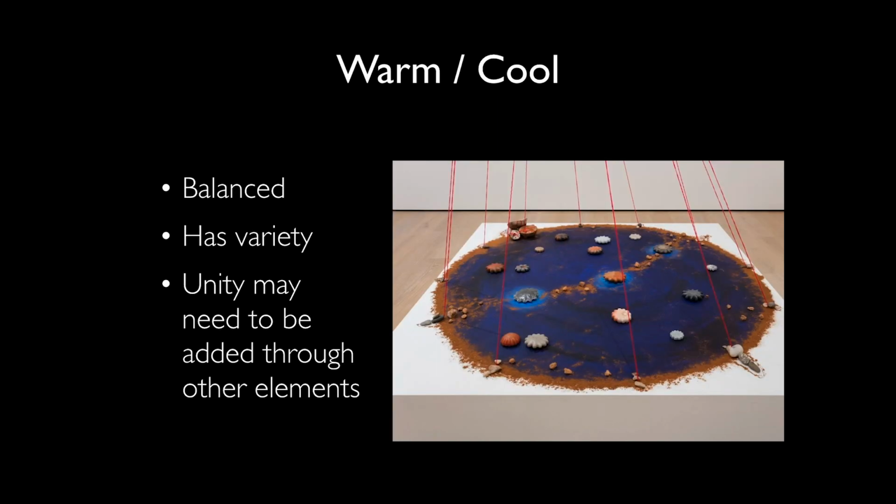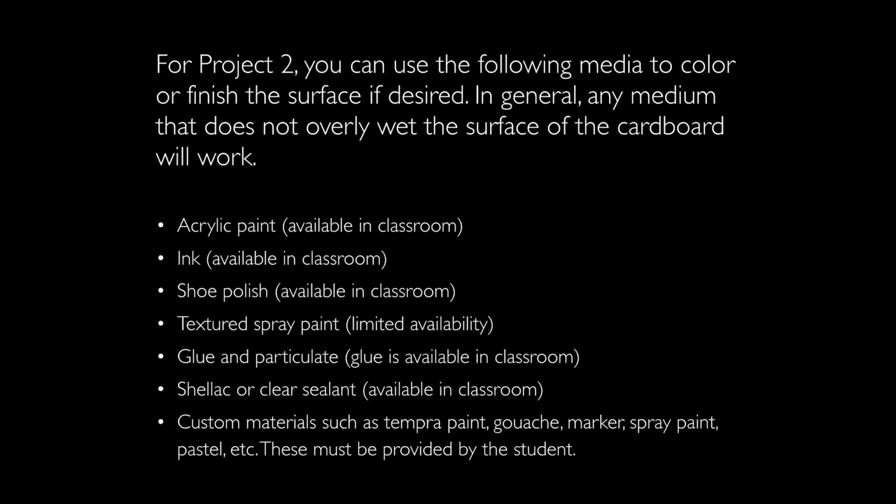And then finally, warm and cool. This is the one that sort of intersects with other types of color schemes as well, but it is balanced. We have warm versus cool. It has variety, and again, the unity may need to be added in through other elements. All right, last but not least, and perhaps most helpful for you all, you can use any of the following media to color or finish the surface of your Project 2 sculpture. We are obviously not ready to do this yet, but I just want you to be prepared for next week.